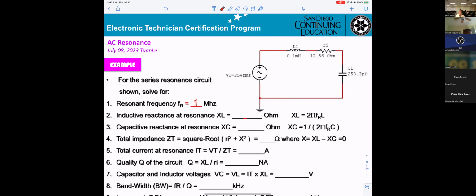The second thing they want is inductive reactance, XL, which is 2πfL. Did you get 157? No. But XL, you didn't get 157? No. Oh, I'm trying to see who can get that. Okay. I'll let somebody else give it.